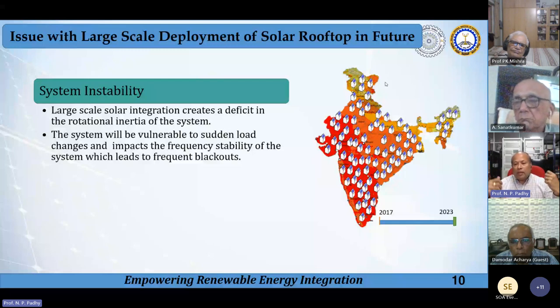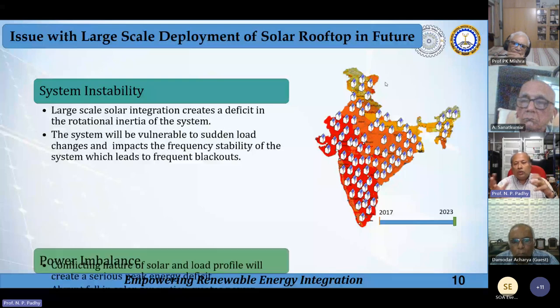That means if there is a sudden change, a sudden requirement, those PV generating parks or units may not be able to contribute significantly in a very short span of time, and hence system instability becomes frequent. So there is also a bit of power imbalance.